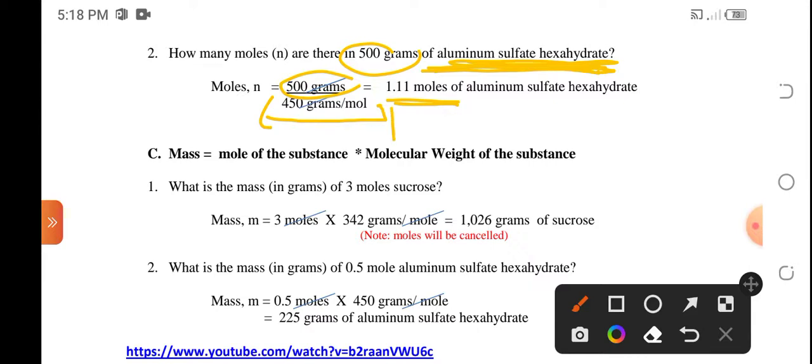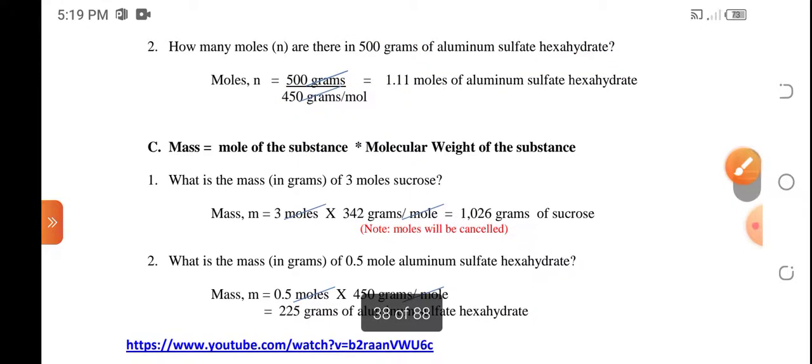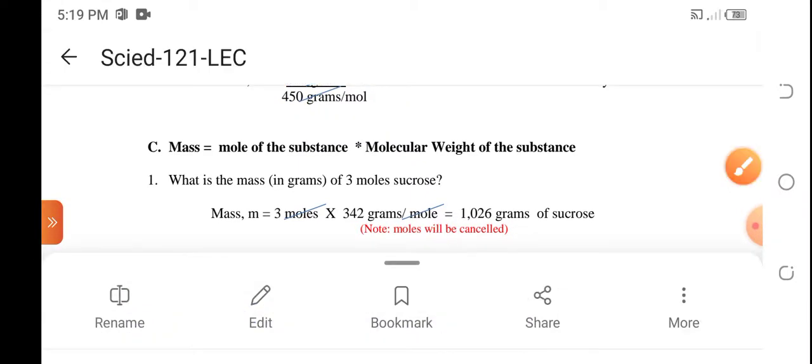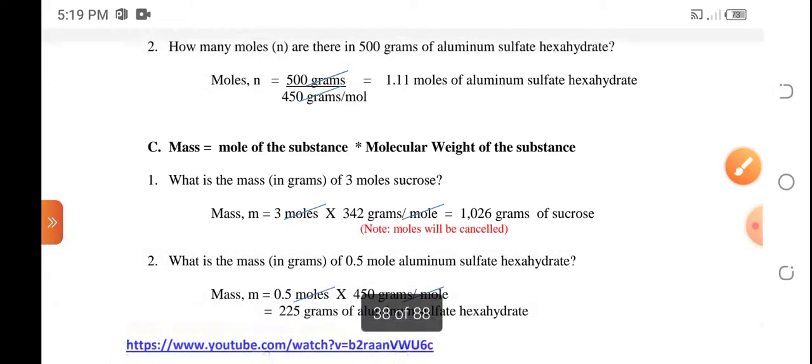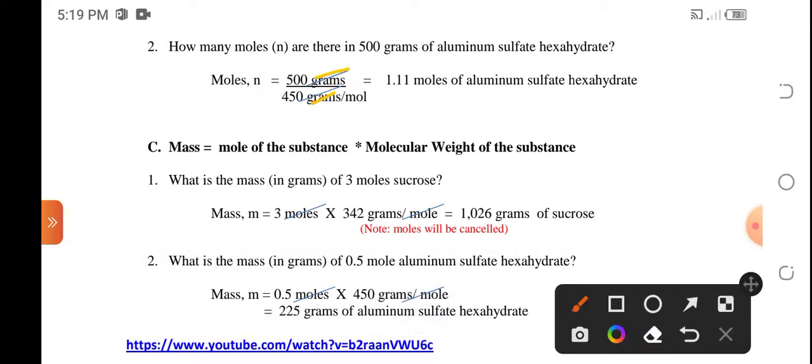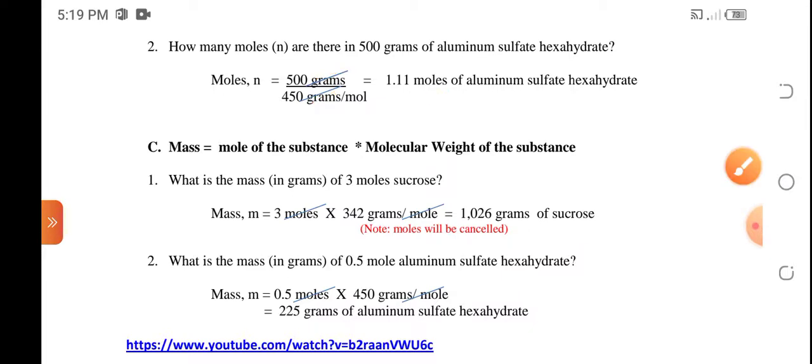Bakit kaya more than 1? Ulitin natin. In 1 mole of aluminum sulfate, it is having 450 grams. And ang ikino-convert natin ay 500. So, at least talagang justifiable na more than 1 ang ating answer. 1.1. Again, grams will be cancelled. We are left with moles. Okay, grams will be cancelled. So, mole done. Okay. And the last, how do we compute for mass?